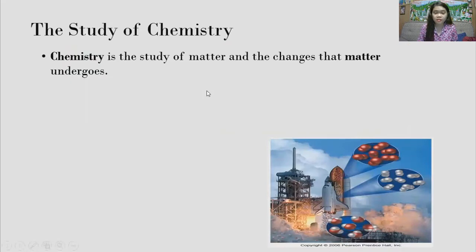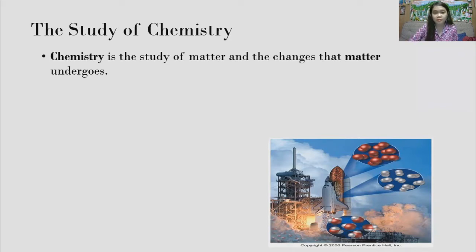So let's go here, the study of chemistry. Chemistry is the study of matter and the changes that matter undergoes. So basically, what chemistry is talking about is the study of matter. As a quick overview, chemistry is the branch of science that deals with the composition, structure, and properties of matter.